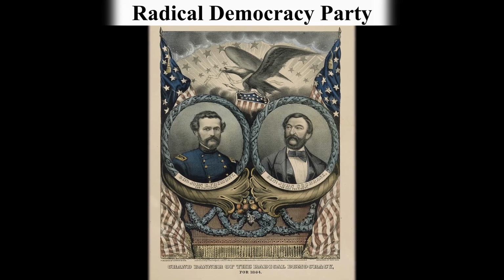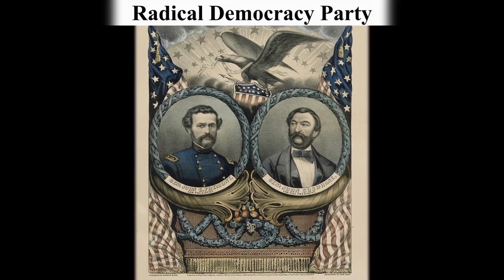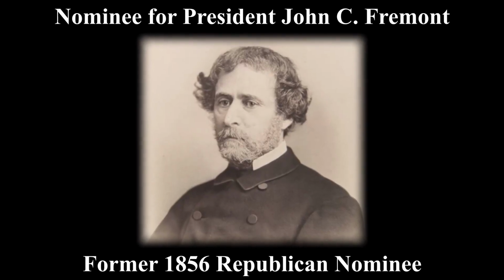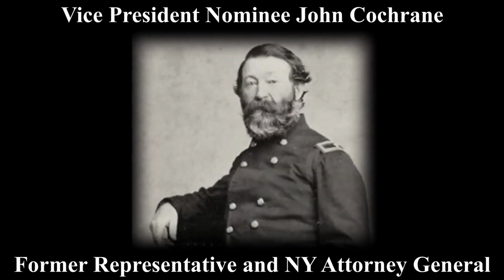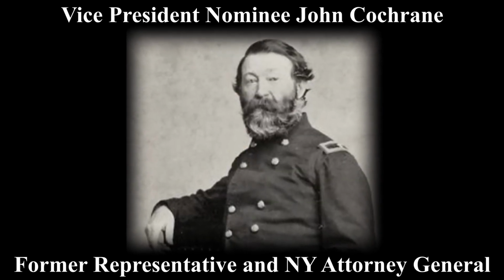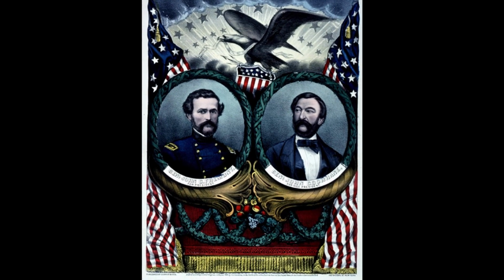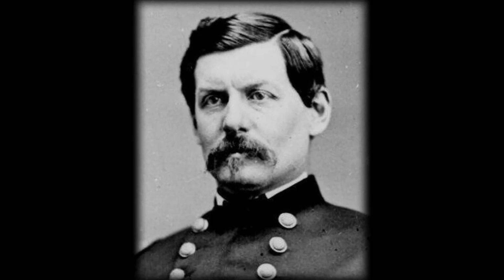and there was the Radical Democracy Party, formed out of Republicans who saw Lincoln as too moderate, with their nominee being 1856 Republican nominee John C. Fremont, and John Cochran, a former representative from New York, as his running mate. But Fremont, at the last moment, dropped out and endorsed Lincoln, having nightmares of what a McClellan presidency could look like.